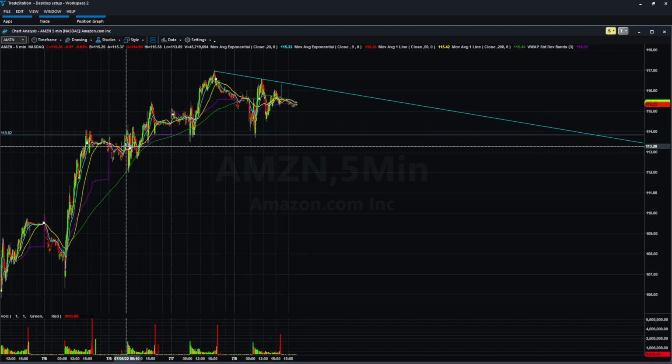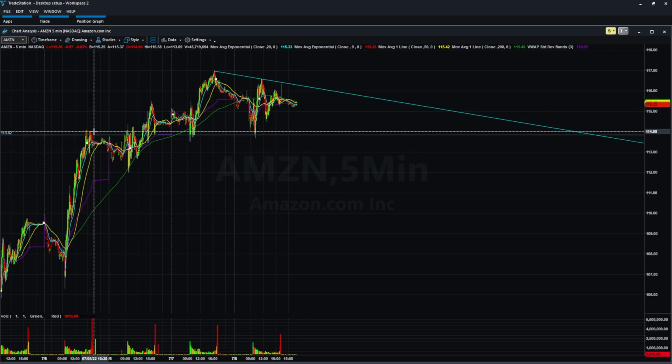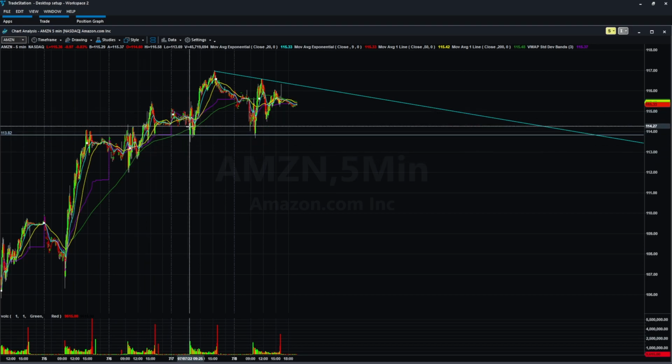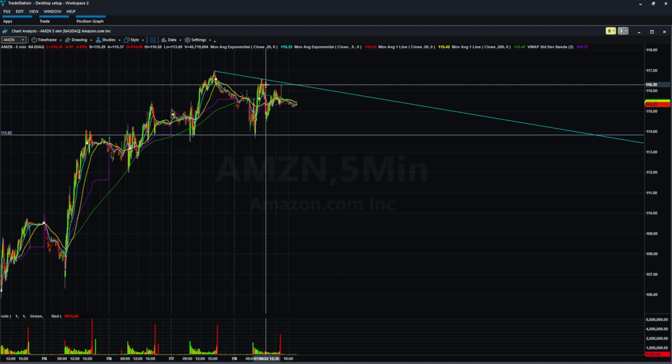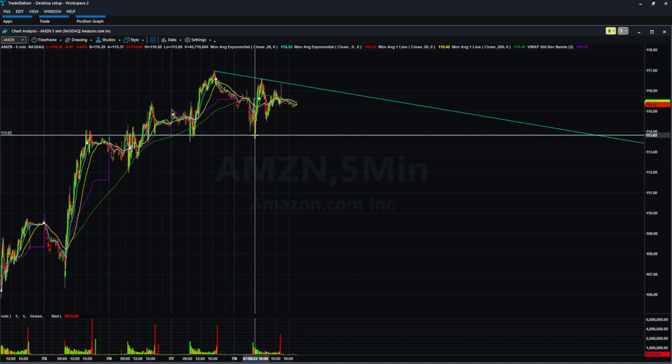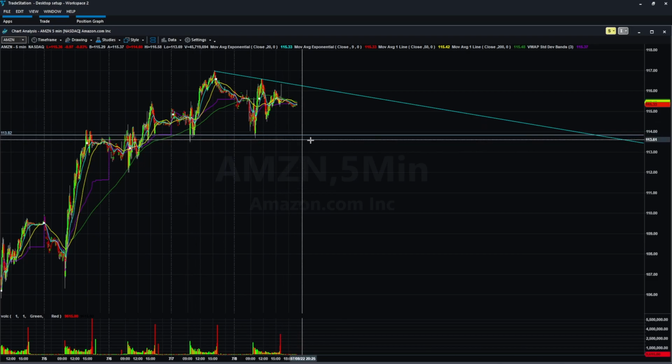So you see, it broke above. This was resistance, resistance, resistance, broke above, came back down to support, had its run up, and then it's a lower high, down to test this again. So overall, you've got a descending triangle.